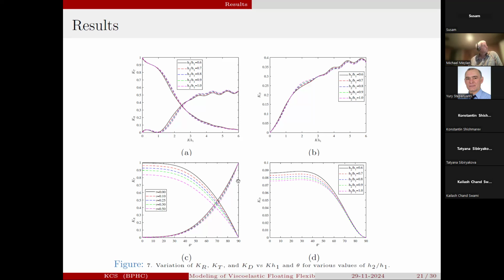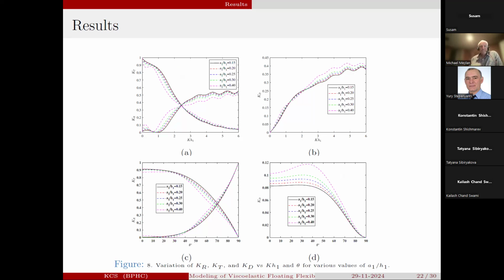Similarly, for the dissipation, for the minimum or lower values of S2 by H1, initially the dissipation was high, but the pattern was just opposite, and as the value of S2 by H1 increases, the dissipation decreases. A similar result can be observed in C and D also for the incident wave angle.